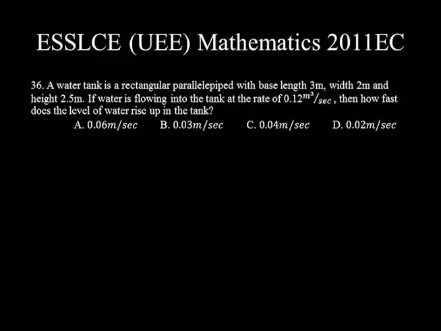Question number 36. A water tank is a rectangular parallelepiped with a base length 3 meter, width 2 meter, and height 2.5 meter. If the water is flowing into the tank at a rate of 0.12 meter cube per second, then how fast does the level of water rise up in the tank?